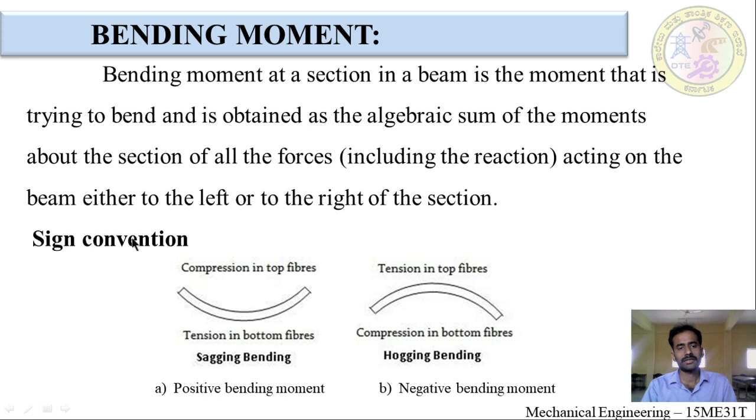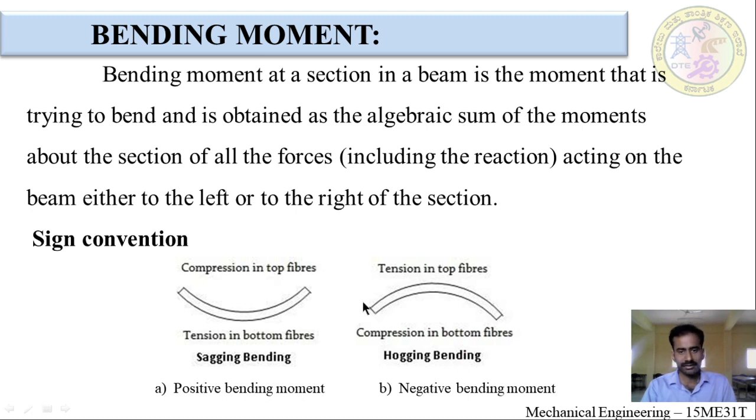Similarly, we have a sign convention for bending moment. This is the type of bending of the beam which produces a downward convexity, or on the top we will see a concavity. The compression of the top fibers and the tension of the bottom fibers is called sagging bending. Sagging bending is taken as a positive bending moment.